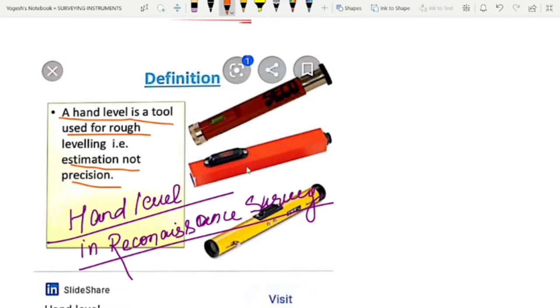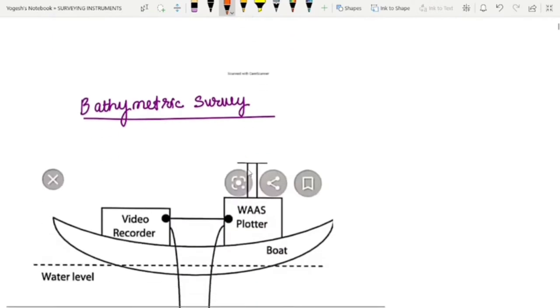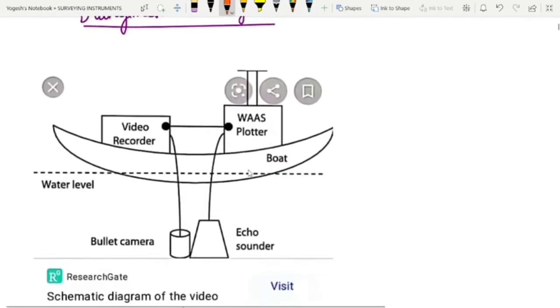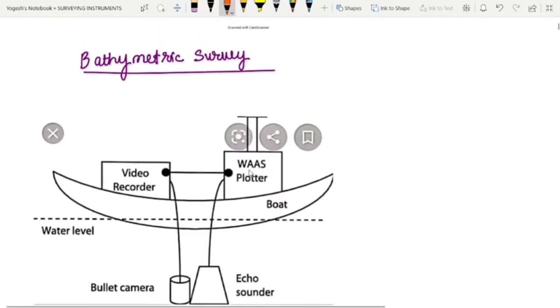survey. My dear students, my main aim in this video lecture is to show you the different instruments, how they look. Next one is, what is a bathymetric survey? As we discussed in our contour survey chapter, a bathymetric survey is the measurement of the depth of the sea using soundings, or depth of the oceans. You can say the hydrographic survey is called the bathymetric survey.